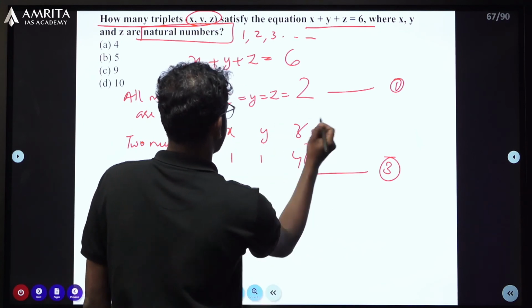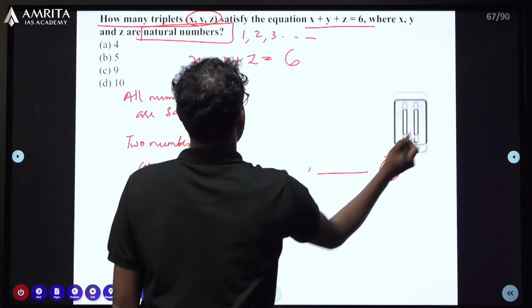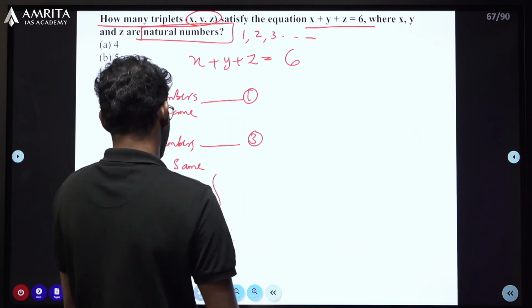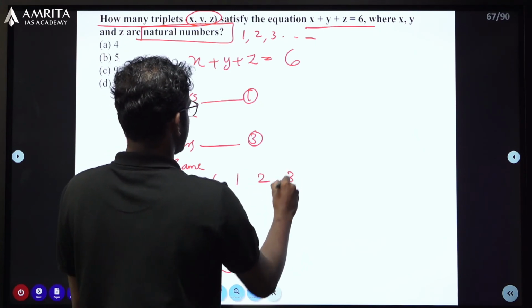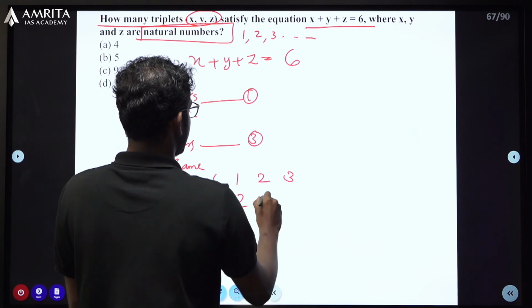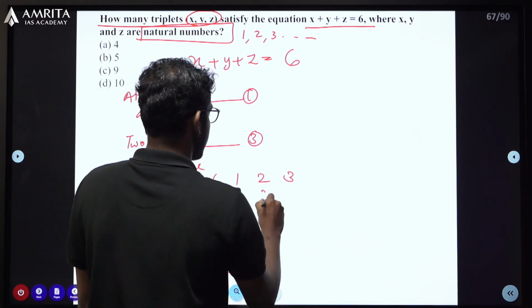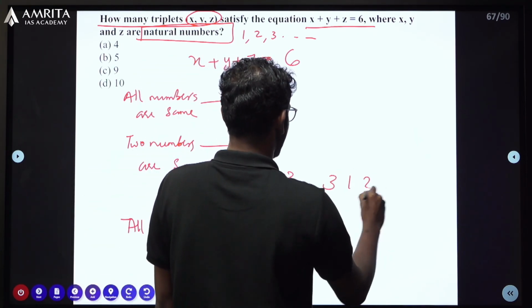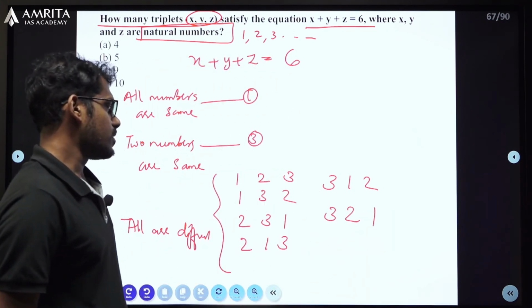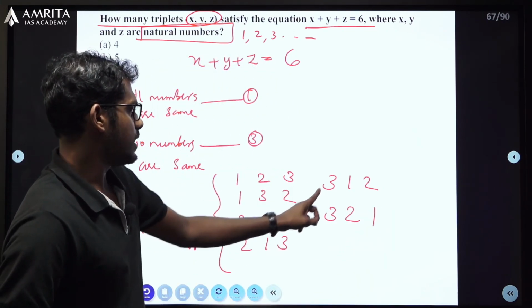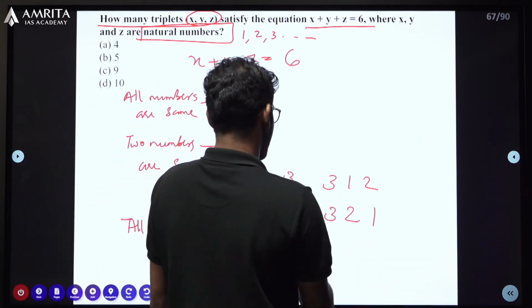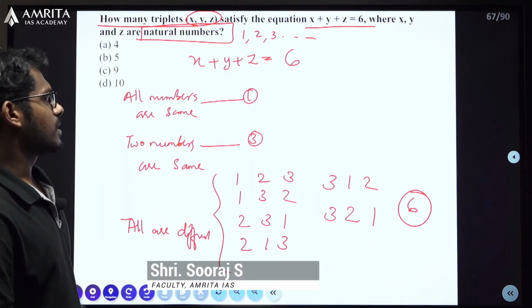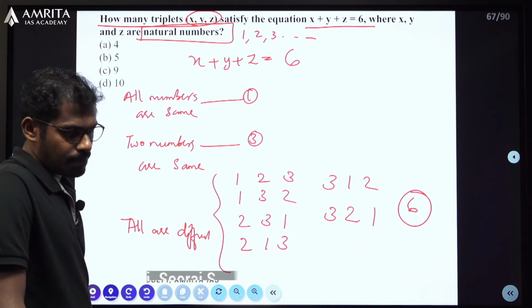Okay, let's check. If all the numbers are different, then 1, 2, 3; 1, 3, 2; 2, 3, 1; 2, 1, 3; 3, 1, 2; 3, 2, 1 is possible. Clear? So 6 different ways are possible. So 6 plus 3 is 9, 9 plus 1 is 10. So total 10 possibilities are there.